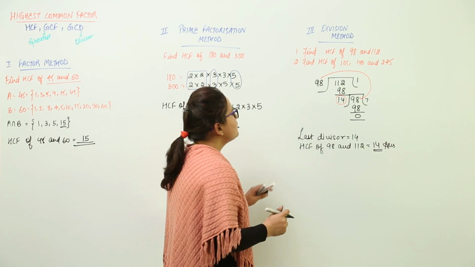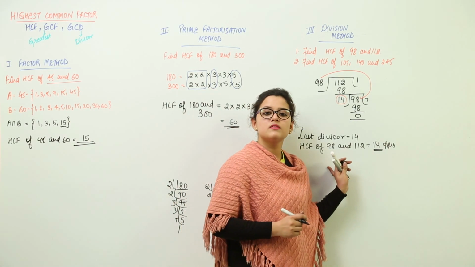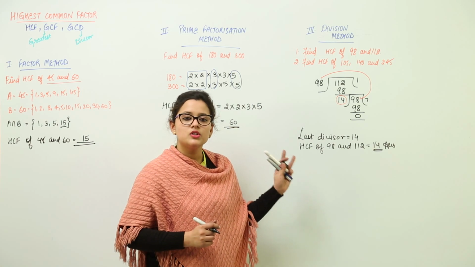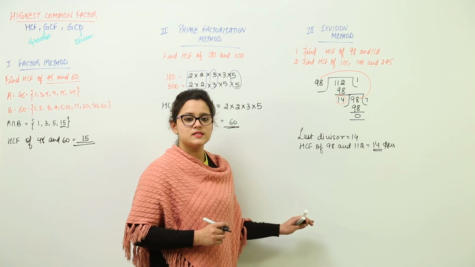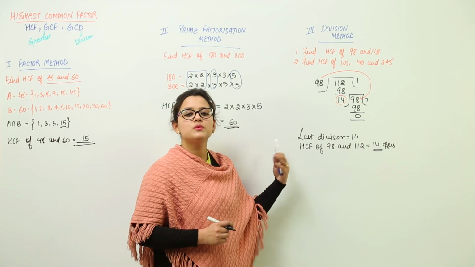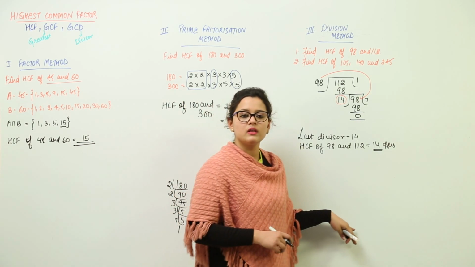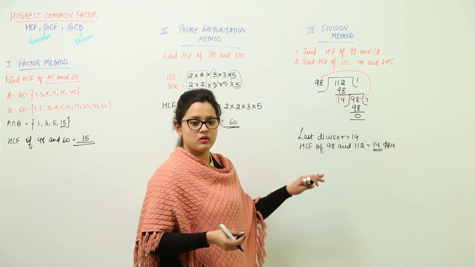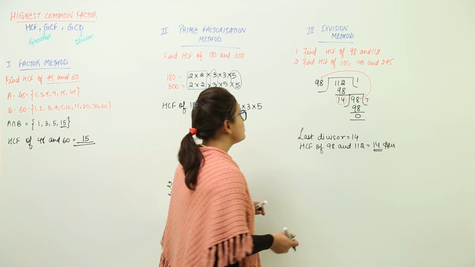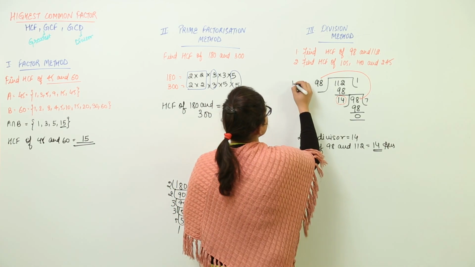Similarly, what would happen if you have to find out the HCF of 3 numbers? For that, you will find the HCF of 2 numbers first. Once you have got the HCF of 2, combine it with the third one and find the HCF again. You will get the final HCF of all the 3 numbers. So let us do this. This was the first one.